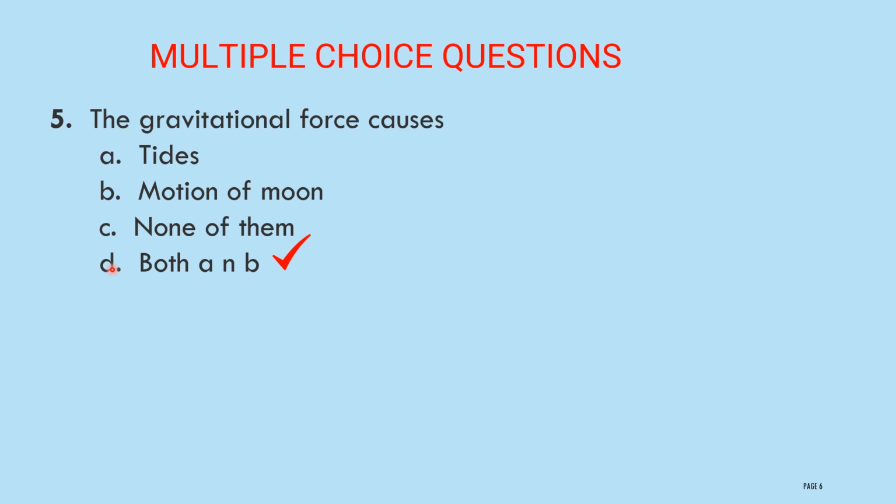You know, the moon revolves around the earth in a circular motion, and because of the gravitational force, the moon keeps revolving in a circular motion. If gravitational force is not there, then the moon can't revolve around the earth. It will either fall onto the earth, or otherwise move tangential to the earth. Because of the gravitational force, even the motion of the moon occurs, and tides also occur because of the gravitational force.